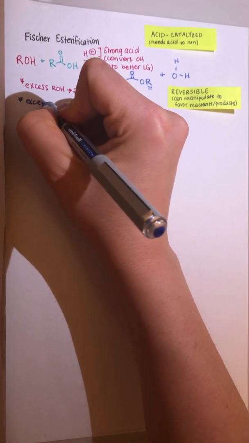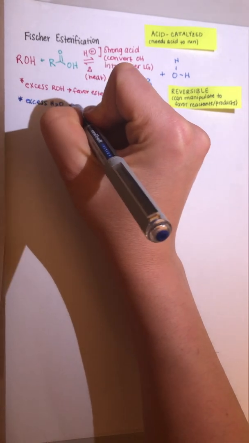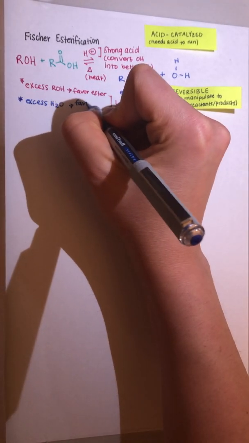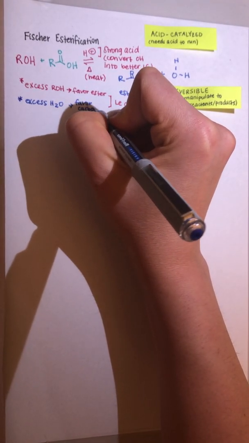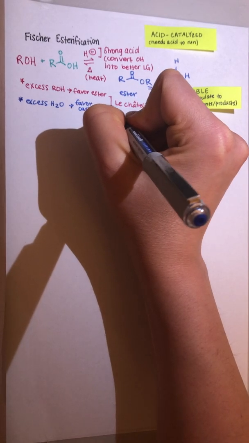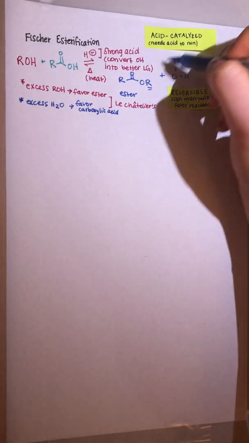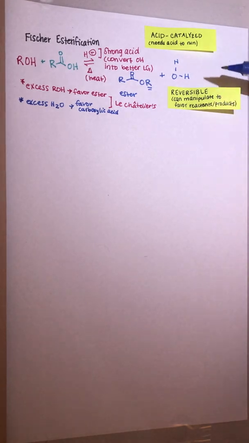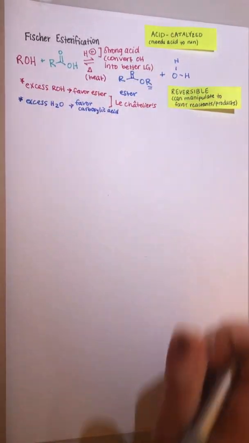Now, let's say you had excess water, right? You're going to favor the carboxylic acid, right? And that makes sense because if you have a lot of water, which is on this side of the equation, you're going to shift the equilibrium to that side of the equation, to the left, and you're going to make more of the carboxylic acid.